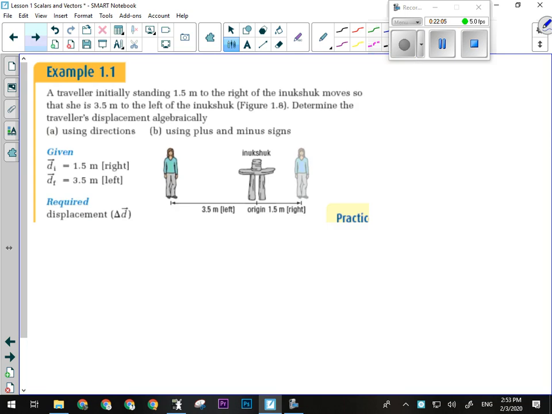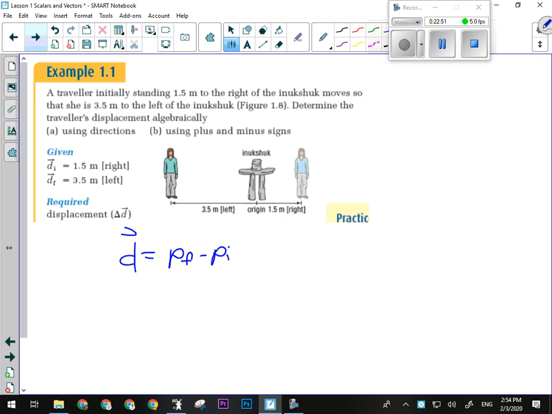All right, let's have a look at a really simple displacement question. I've got this person who is initially 1.5 meters to the right of this Inukshuk. A little while later they move and they're now 3.5 meters to the left of the Inukshuk. I want to calculate their displacement. Displacement is my change in what? Position. My distance from my starting position to my final position. Our formula for that is final position minus initial position.